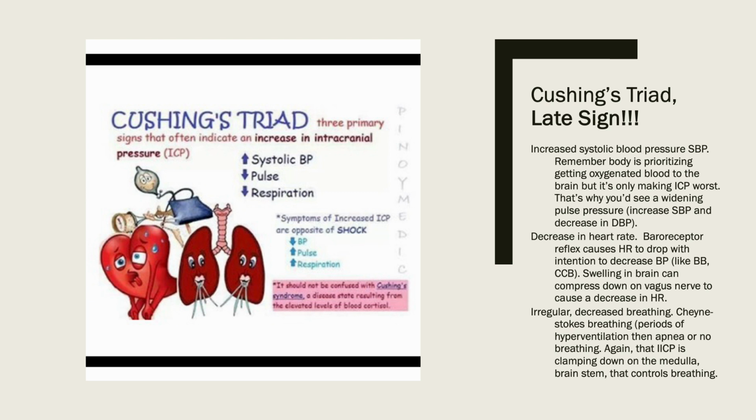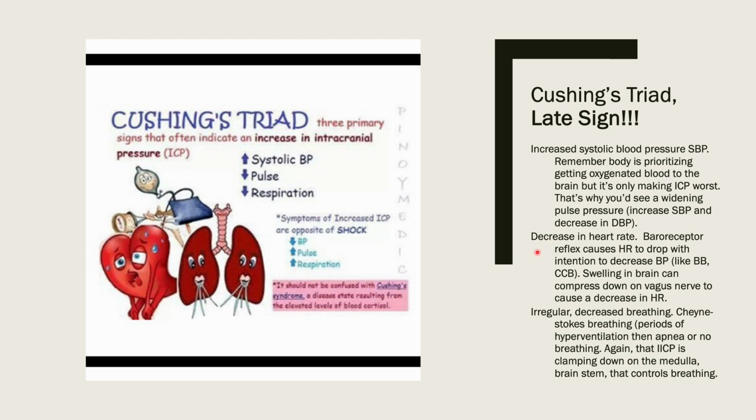And Cushing's triad, this is a late sign. And eventually this patient's going to be unconscious because there's only so much space in the skull, okay? And that increased systolic blood pressure. And remember, the body is prioritizing getting oxygenated blood to the brain, but it's only making ICP worse. That's why you'd see widening pulse pressure, which is that increased systolic blood pressure and decrease in diastolic blood pressure. That's the widening pulse pressure. It's mainly taking the systolic and minusing the diastolic, okay?